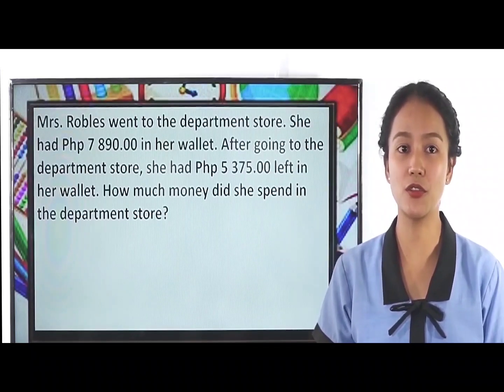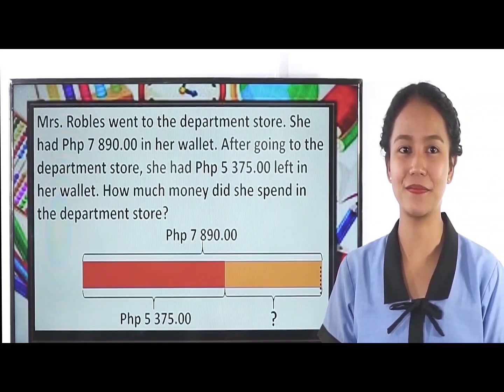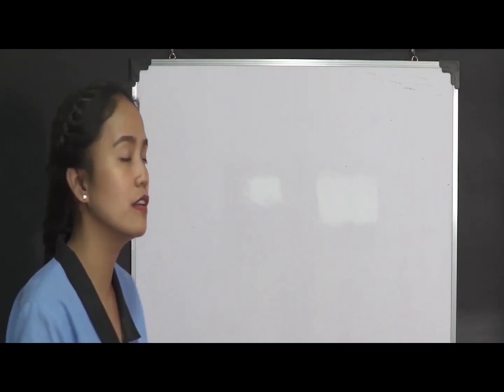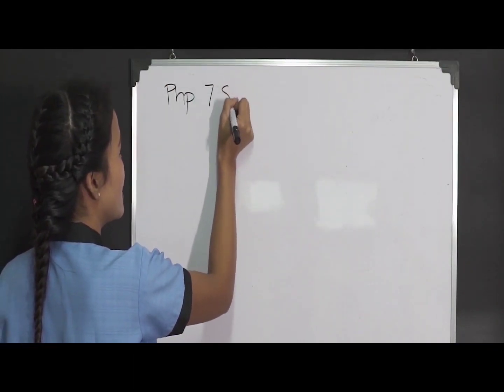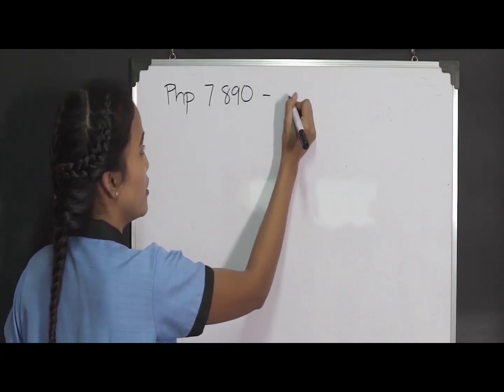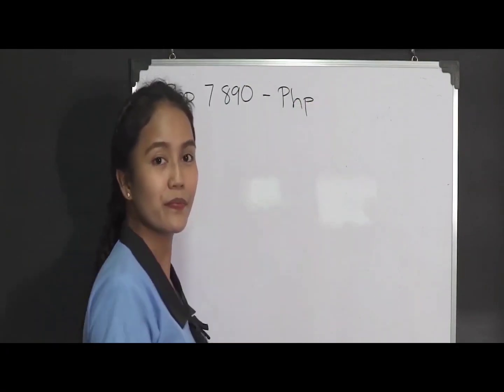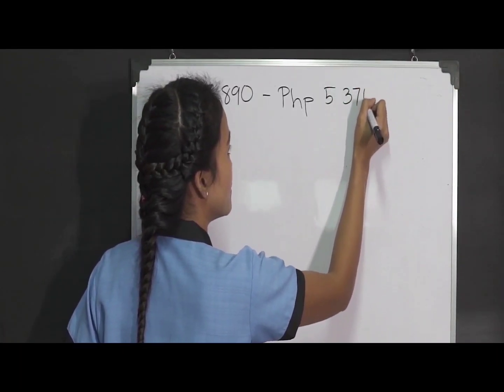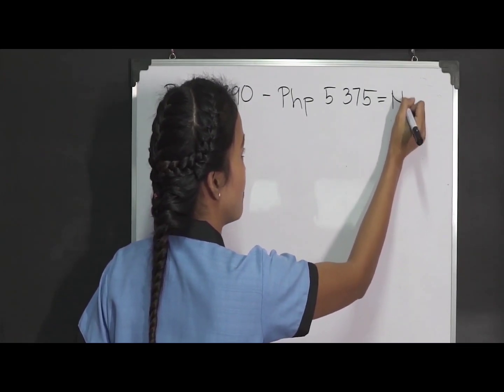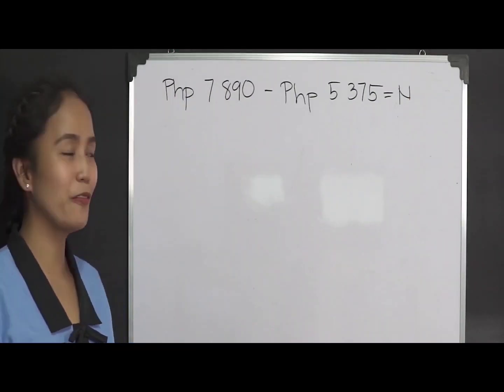To solve this, you can draw a bar model like this. What operation are we going to use? Yes, it is subtraction. We are going to subtract the money left in her wallet from her money at first. So, 7,890 pesos minus 5,375 is equal to N. Let's solve it in vertical form.